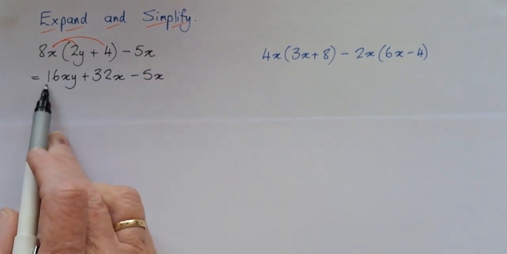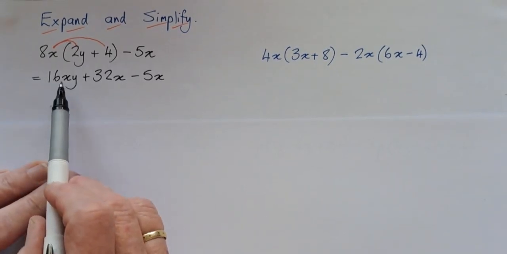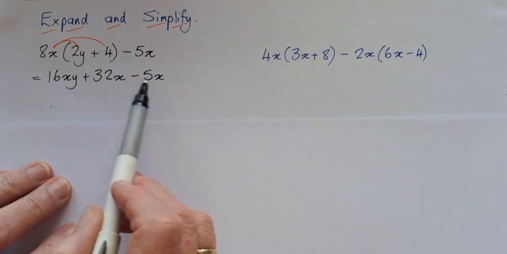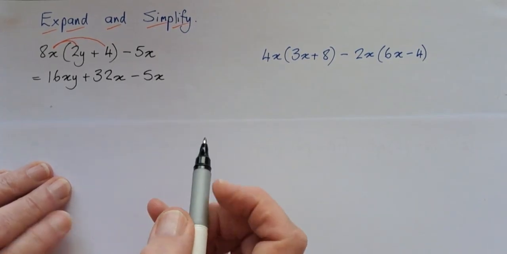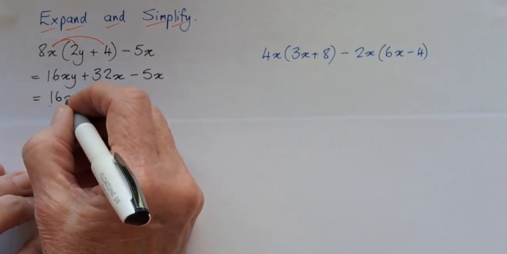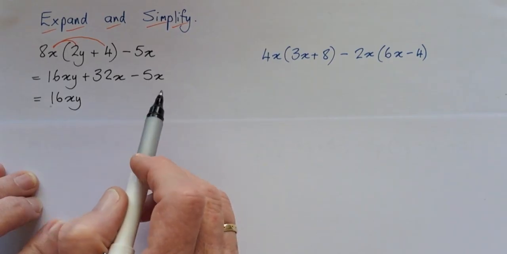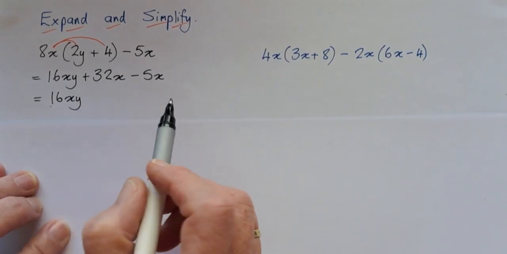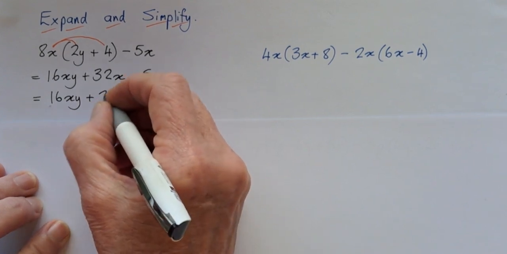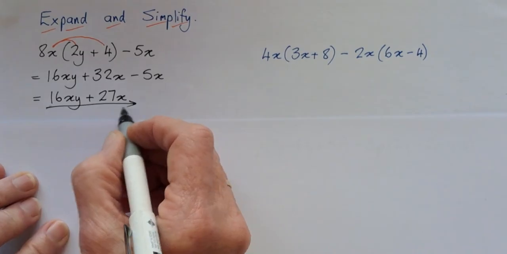So now, if I look at my three terms, all the terms contain an x, but this one hasn't just got x, it's got xy. So this is not a like term, but these two are like terms because they simply contain x. So that term is going to stay exactly as it is. And then I'm going to say 32 minus 5, because I've got 32x minus 5x, and that's going to give me positive 27x. And that would be my final answer.